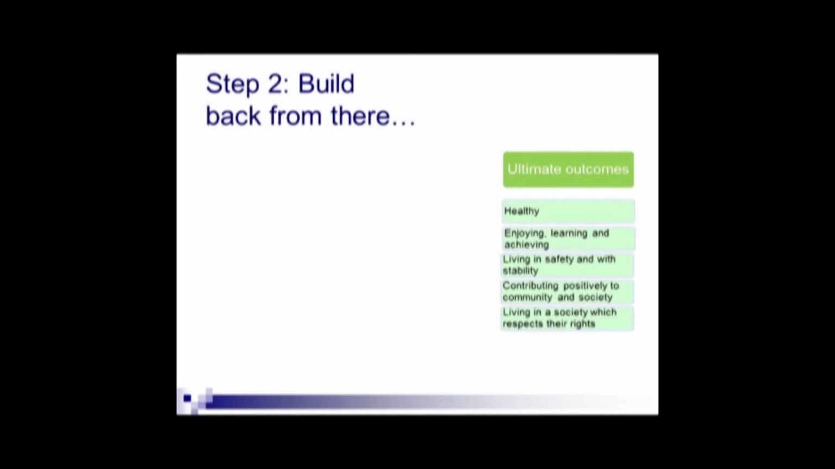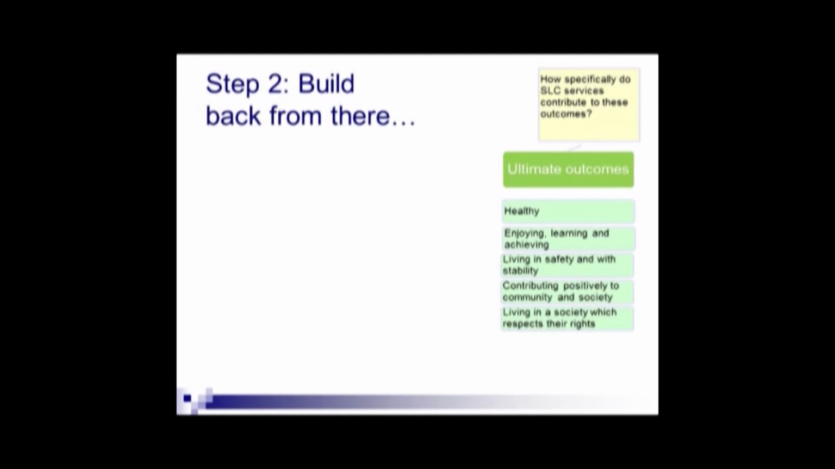Taking the example from Northern Ireland of the Children and Young People's Plan 2006 to 2016, if we start with the ultimate outcomes, you'll see that we have healthy, enjoying learning and achieving, living in safety and with stability, contributing positively to community and society, and living in a society which respects their rights. So once you have your ultimate outcomes written down, the next step is to say, how specifically do speech, language and communication services contribute to these outcomes?